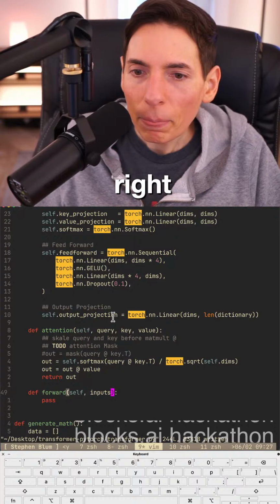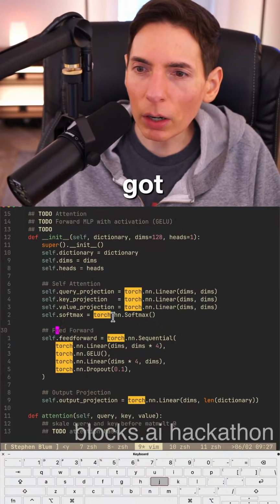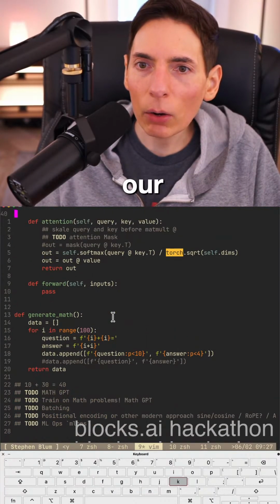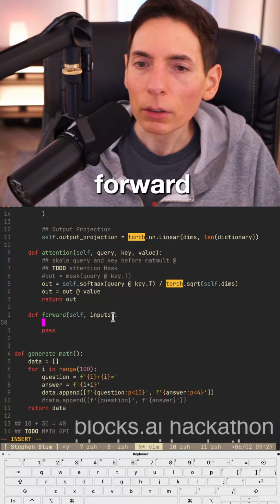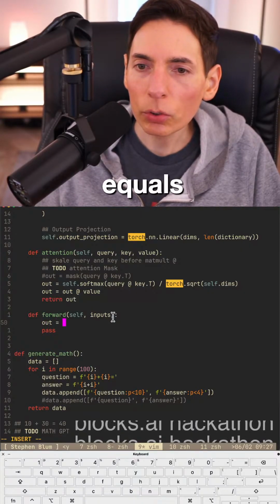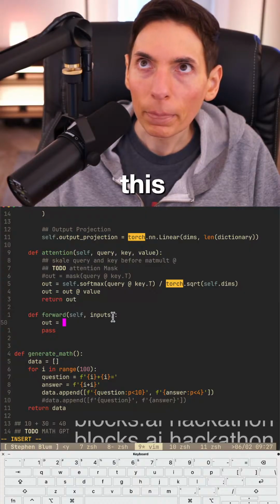All right. So there's also a sequential in here. So now we've got our feed forward. Let's see if we can start constructing our feed forward. So we've got our inputs. Out equals, let's see here. How do we want to do this?